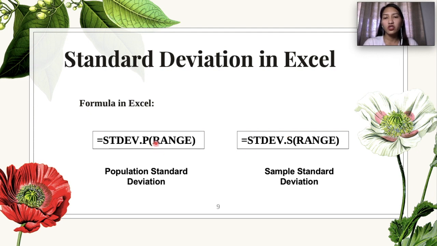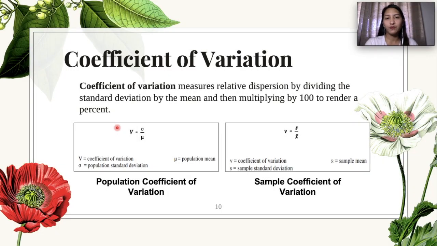Tapos ano yung range? Yung range, ito yung lahat ng data mo. So, kung ang data mo ay nasa C2 na cell hanggang C100 na cell, yun yung range mo. C2:C100. So, yung range nung data na kukuhanan mo ng standard deviation. So, yun yung sample standard deviation in Excel.